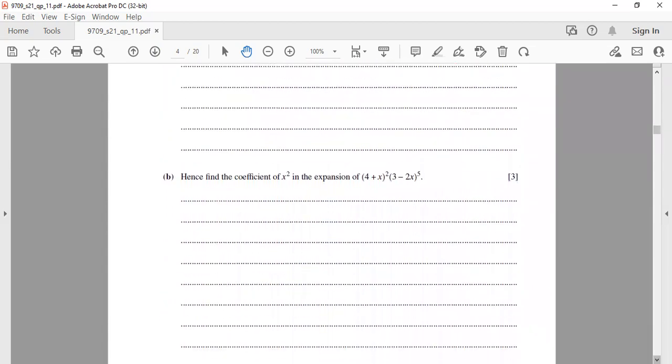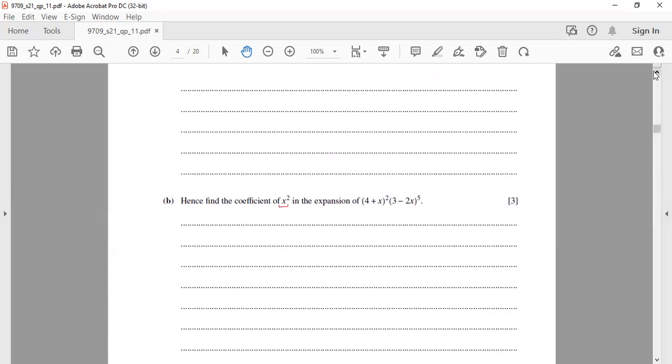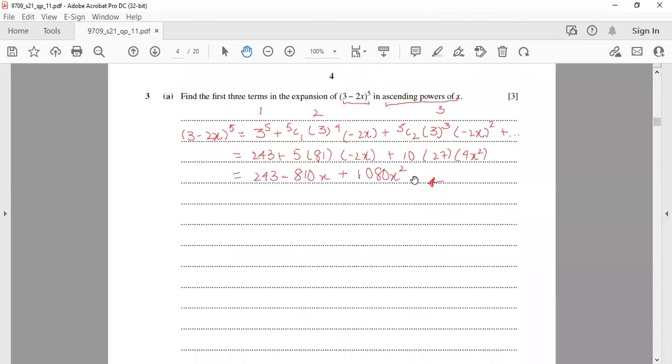Part B. Hence find the coefficient of x squared in the expansion of (4 plus x) squared into (3 minus 2x) to the power of 5. Something to note here is that you don't need to expand completely, because we only want the coefficient of x squared. So you don't have to go and expand the second term completely. You have up to the term in x squared, so you stop right there. You don't have to expand further.